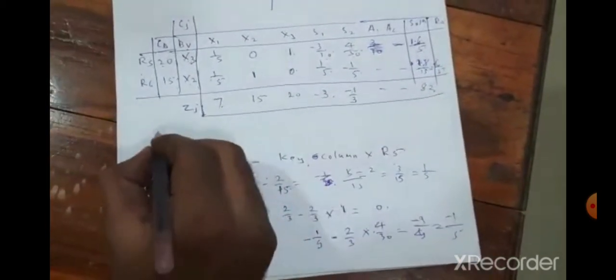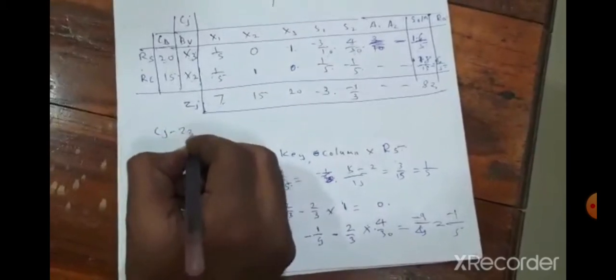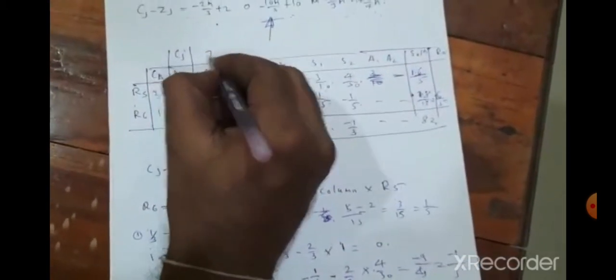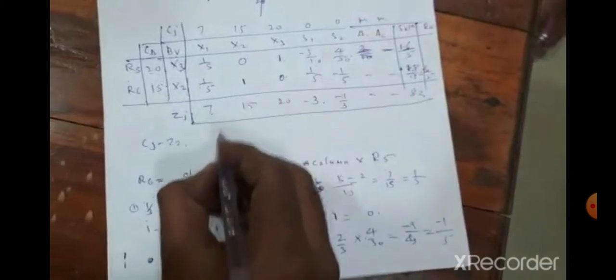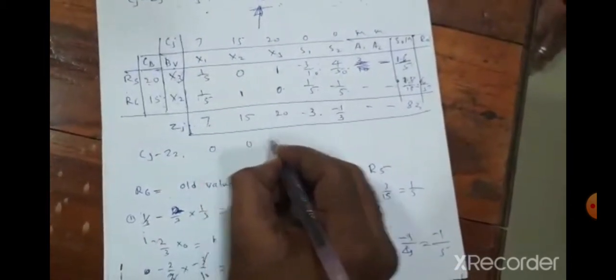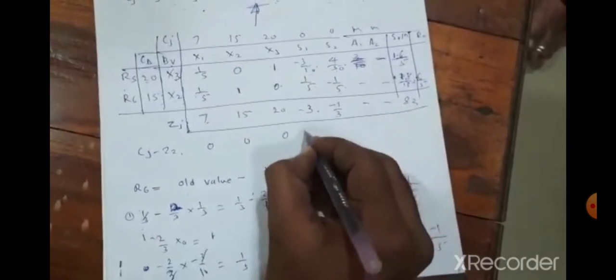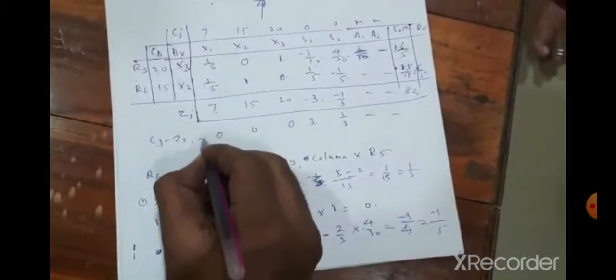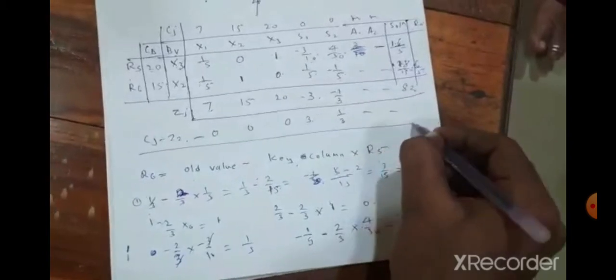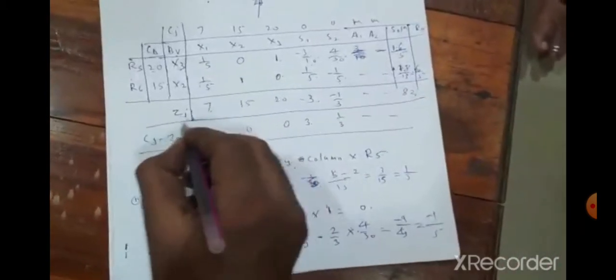Now Cj minus Zj. Above, Cj you know already: it is the coefficient of the objective function. You note down the Cj minus Zj values. Here you will get three values, and you can see all values are positive. There is no negative value. All are either positive or 0.